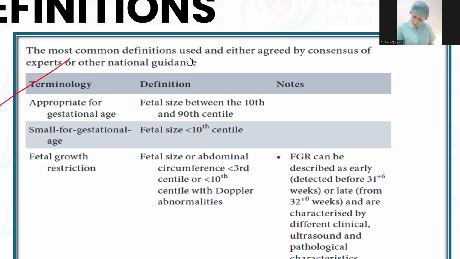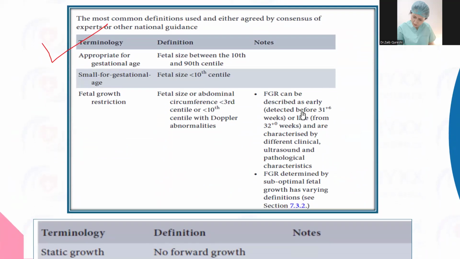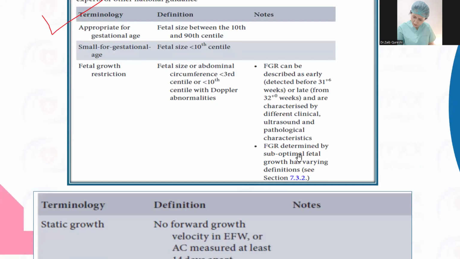abnormality. Then, like Dr. Athiya said, FGR can be early, it can be late as well, right? Early is going to be detected before 31 plus 6 weeks, or late from 32 weeks, and they are characterized by different clinical, ultrasound and pathological characteristics. Then FGR is determined by suboptimal fetal growth, and has varying definitions. So we are going to be talking in depth as well.